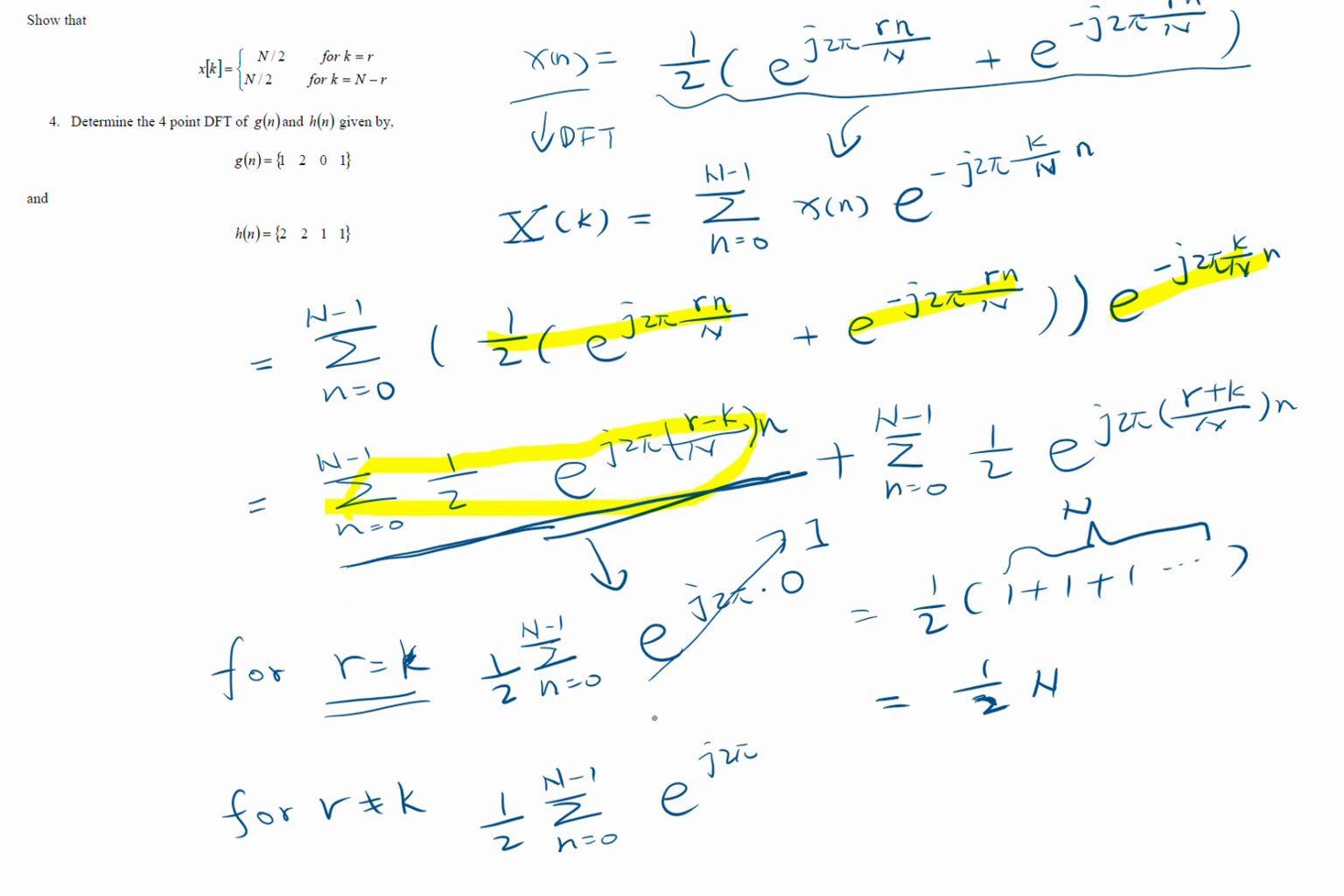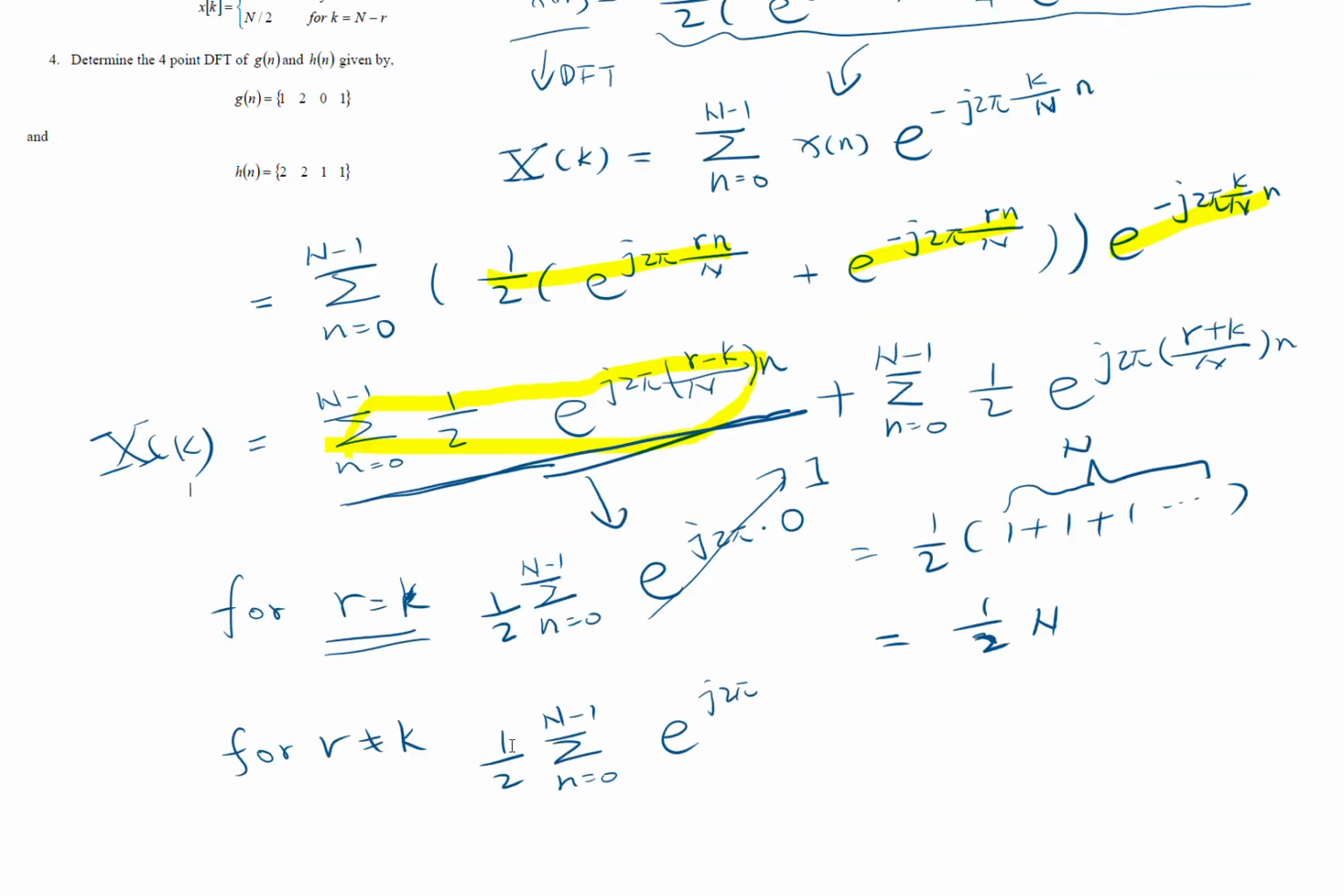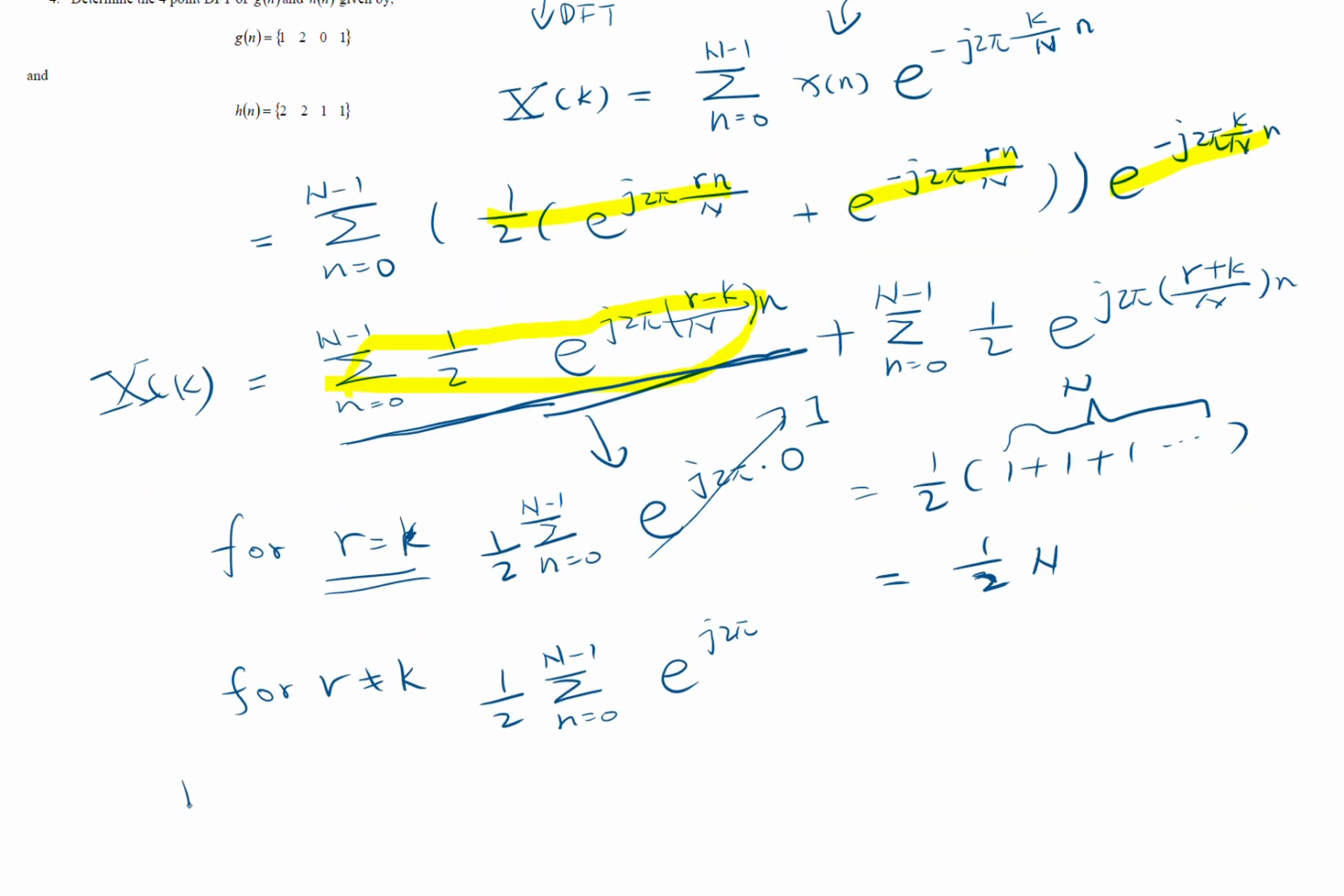For example, because this one equals capital X k, right? Let's give an example here. Say k equal to 2, for example, and r maybe equal to 3. When r equal to 3, this one becomes a number. Okay, let me write it like this: r minus k over n.